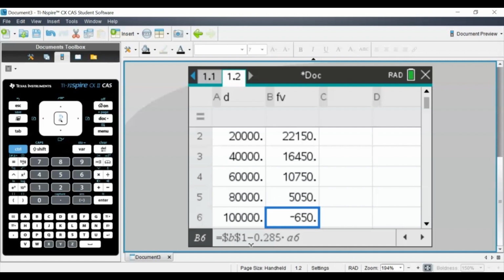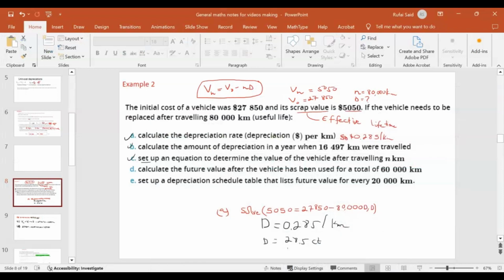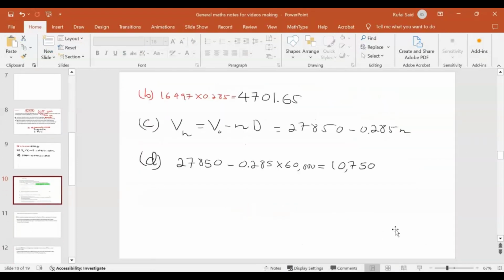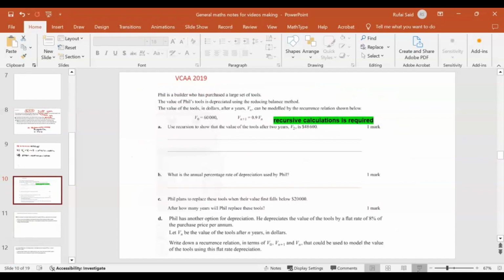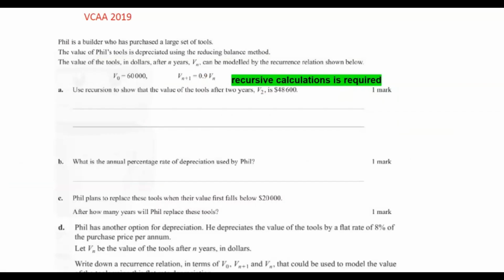All right, now our last example. This is also another exam question, so let's do this one here. Phil is a builder who has purchased a large set of tools, and he used recursion to show that. Always show that, because they want you to show the working out. A recursive calculation is required, so you can't just use your calculator to find the answer. You have to use the previous value in order to get the next value.